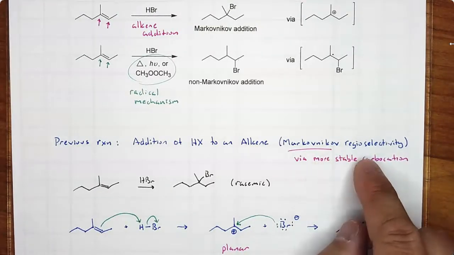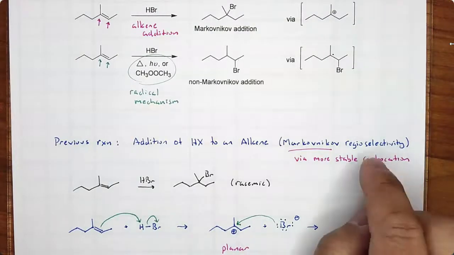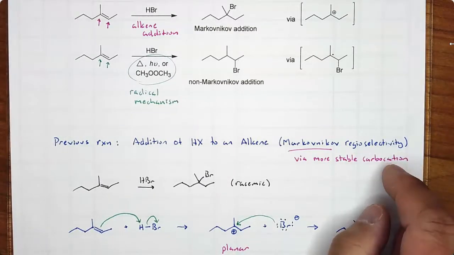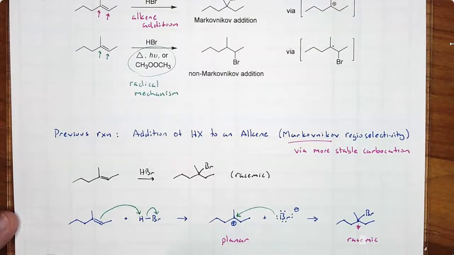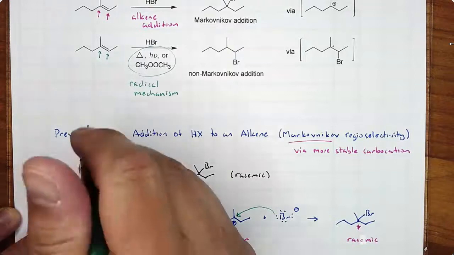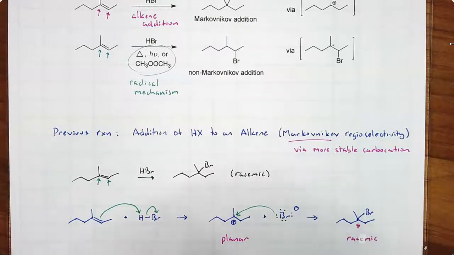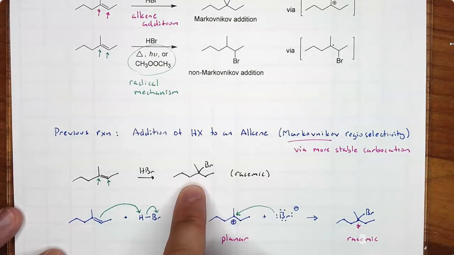Markovnikov is a type of regioselectivity. It tells you where exactly to put the atoms you're adding. Regioselectivity is a selectivity where you pick one constitutional isomer over the other, or a set of constitutional isomers over another. Because you notice here, in this case, we added the hydrogen to this carbon, and we added the bromine to this carbon, and we don't get the other product, the reverse. So that's why we consider this regioselectivity. We enrich in this constitutional isomer.